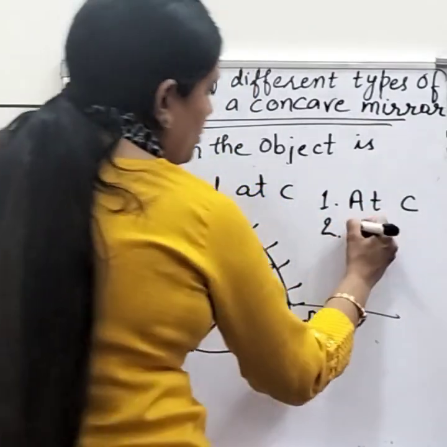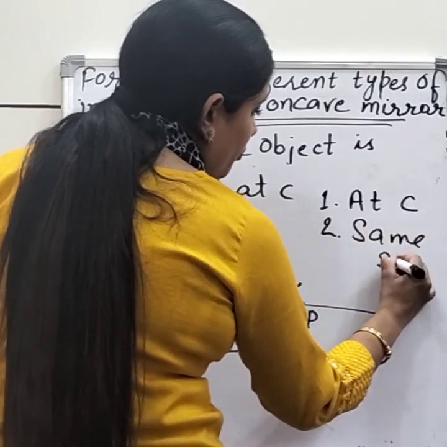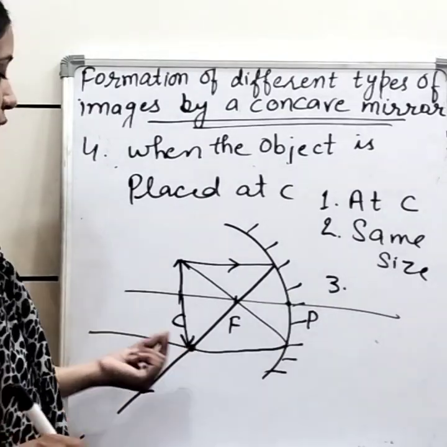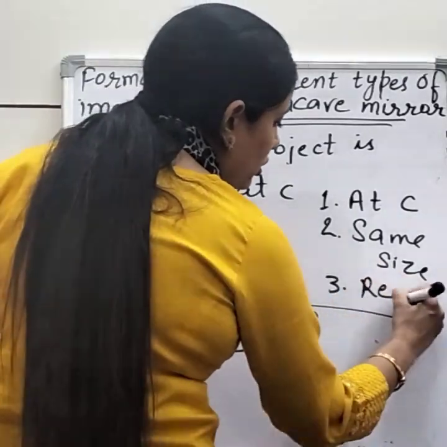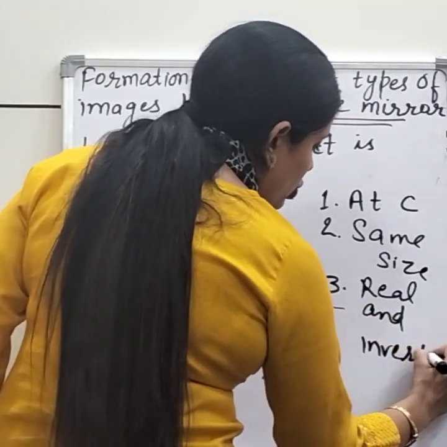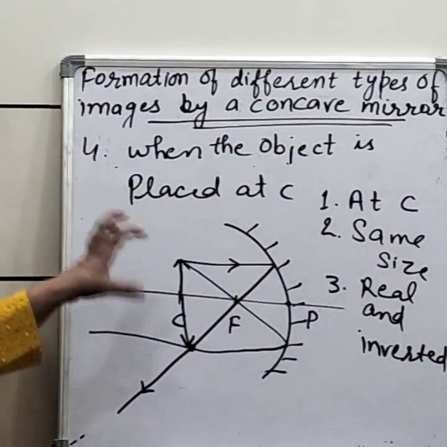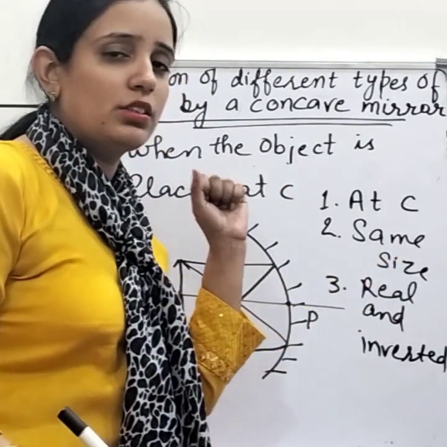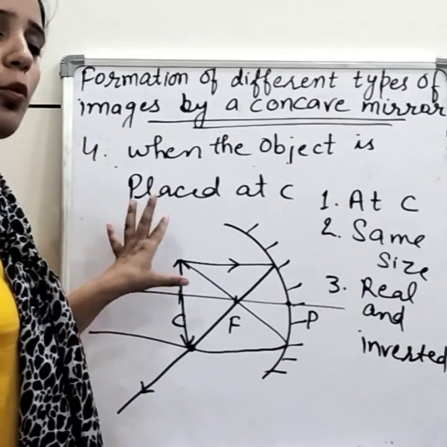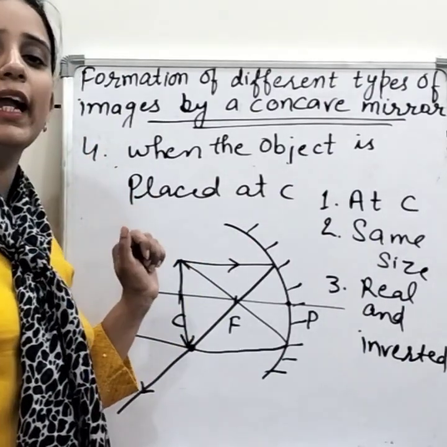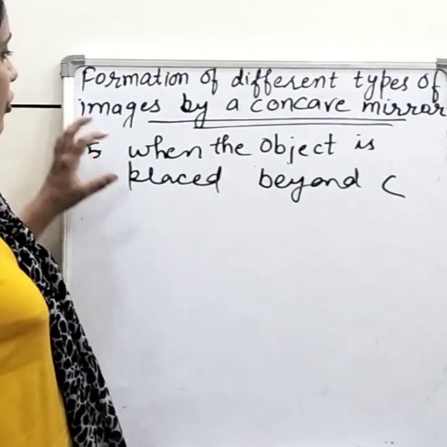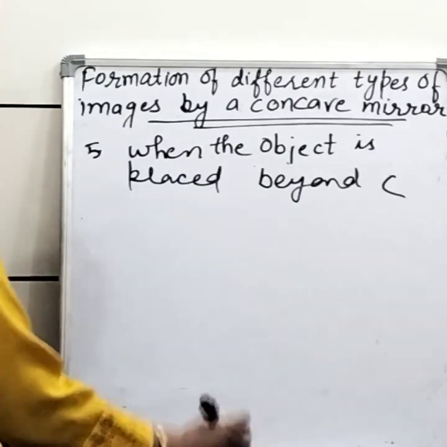Second, almost the same size. And third, the rays will actually meet, so real and inverted. So this is the only case when the image formed is of the same size. So when the object is placed at point C, the image will also form at point C, of the same size, real and inverted. Now the fifth, when the object is placed beyond C.